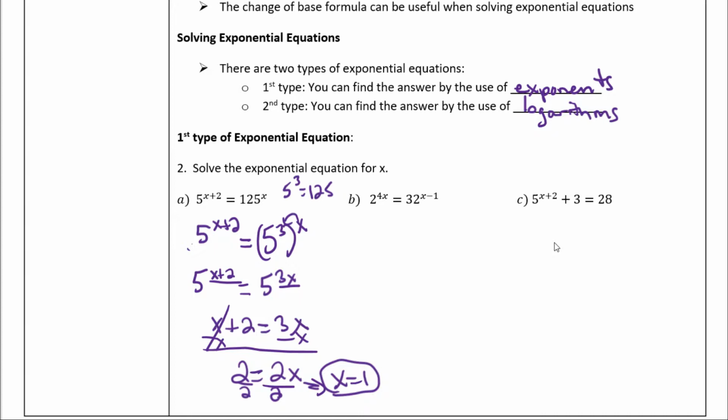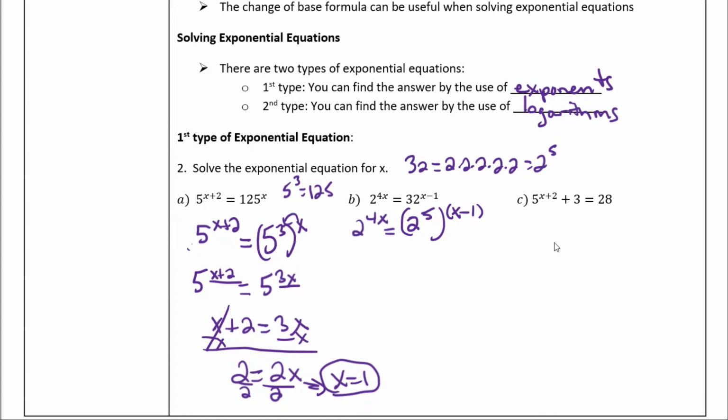So here we want to see if the base 32 can be rewritten as a base of 2. All right, well, I know that 32 is 2 times 2 times 2 times 2 times 2, or 2 to the 5th. So I can rewrite that as 2 to the 5th, in parentheses, and then I have the x minus 1 power there.